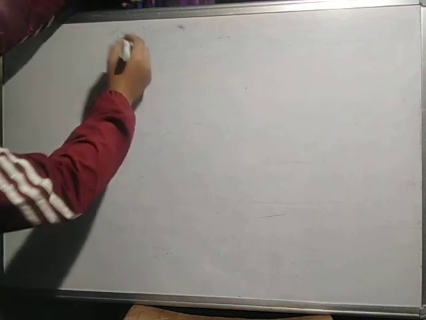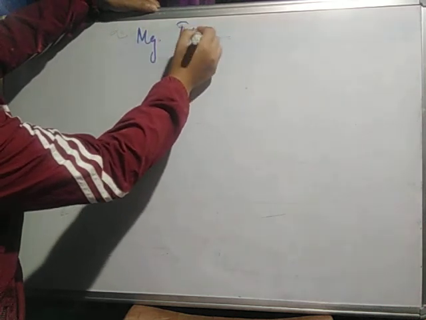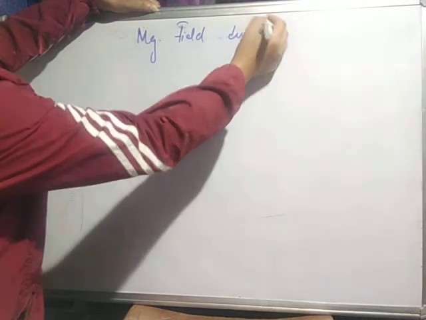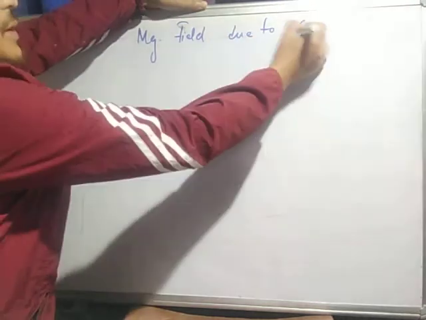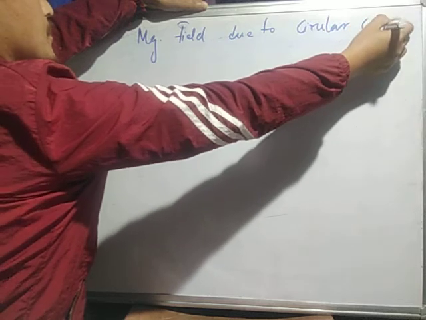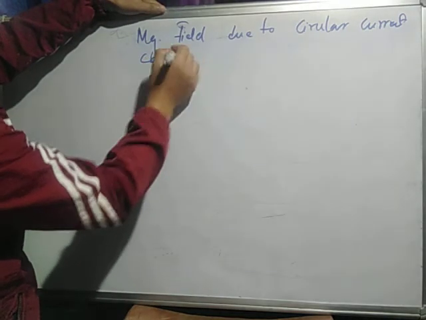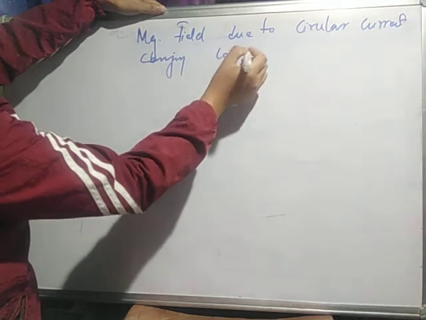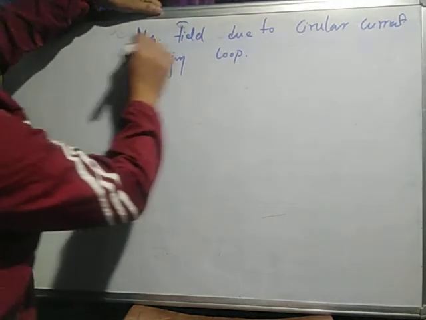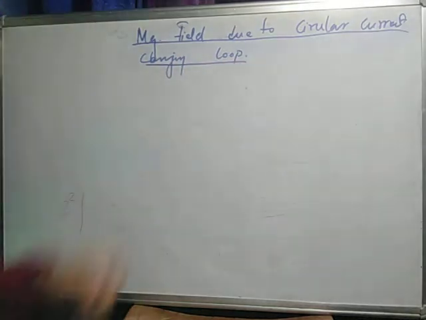So far we have done Biot-Savart law. So today we'll discuss magnetic field due to a circular current carrying loop, right? So today we'll discuss magnetic field due to circular current carrying loop. Clear?